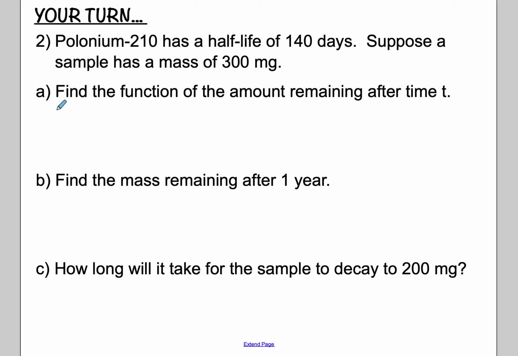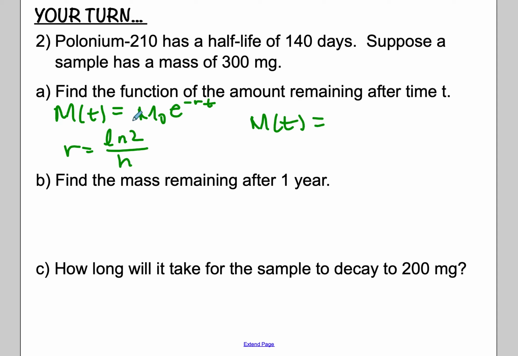So we are doing exponential decay. So m of t is equal to m sub o e to the negative rt. And remember, r is equal to ln of 2 divided by our half-life. Okay. So m of t equals m sub o. How much did we start with? 300 milligrams. Then it's e to the negative ln of 2 divided by our half-life. The half-life is 140 days, t. Okay, so there is our equation for at time t, anytime.